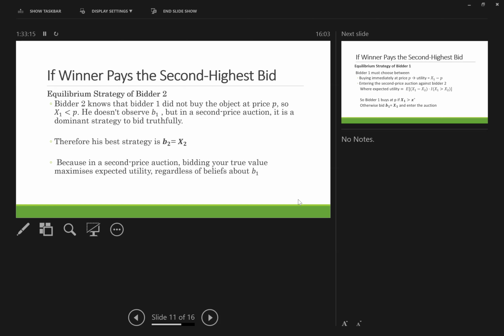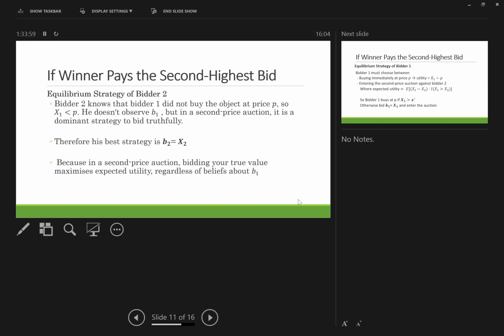Looking at the strategies for bidder 2, because bidder 2 only comes into the game after bidder 1 has made his or her bid, we know that bidder 2 will enter the game when X1, the value of the item to bidder 1, is less than the buy now price. Is that okay? So bidder 2 only comes into the game when bidder 1's value is less than the buy now price.